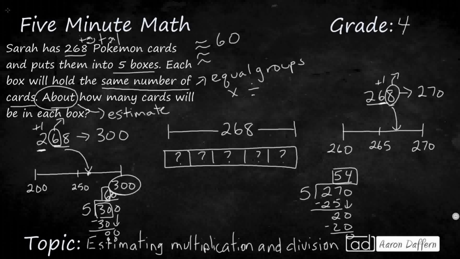So it all depends on how you want to round it, okay? So if we round it to the hundreds place, it's about 60. If we round it to the tens place, it's 54. What is the actual answer? Well, let's go 5 into 268. We're going to see that rounding to the tens place actually gets us a little bit closer. So it's actually 53, and then we've got remainder 3, or we can say 3/5 left over. 53 remainder 3, or 53 and 3/5. So that's how we would estimate multiplication and division problems.